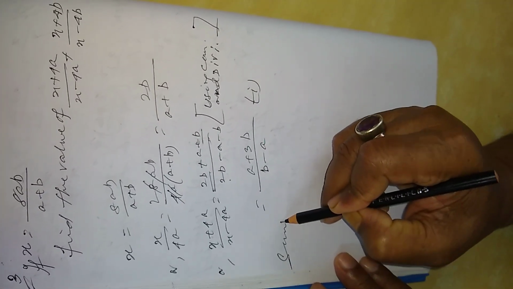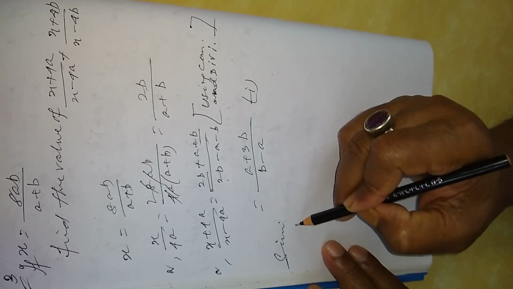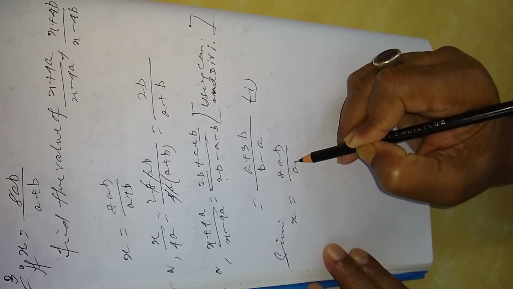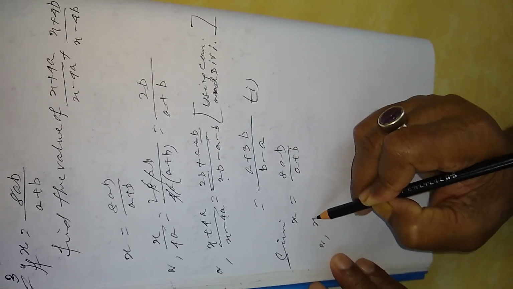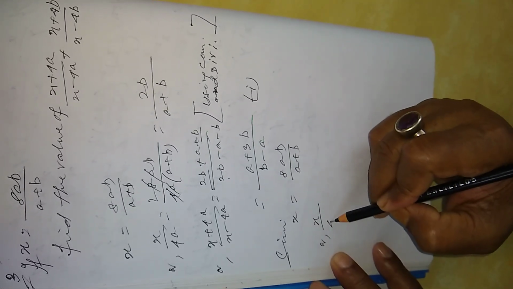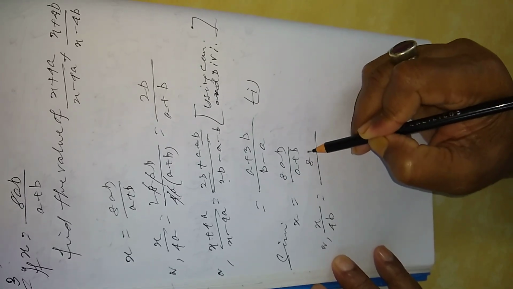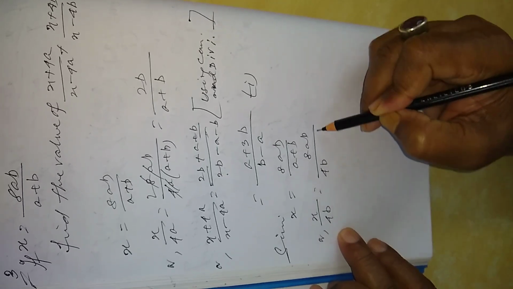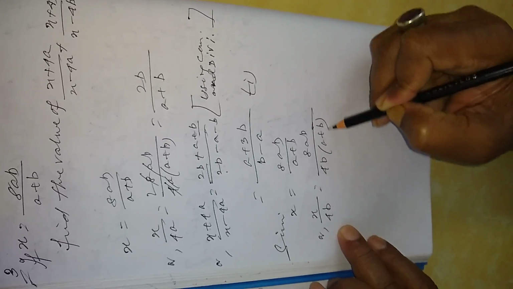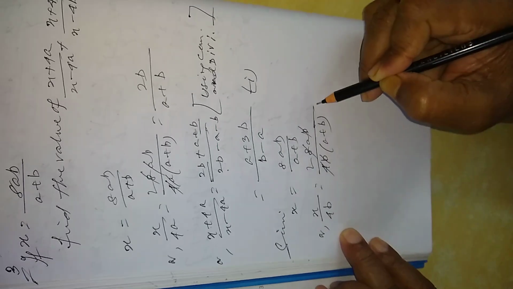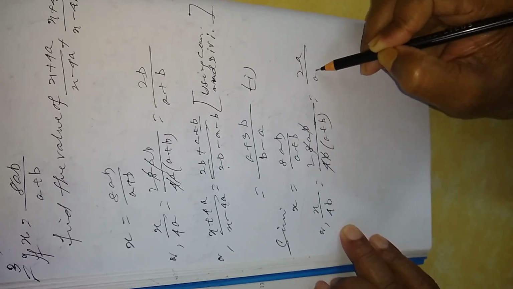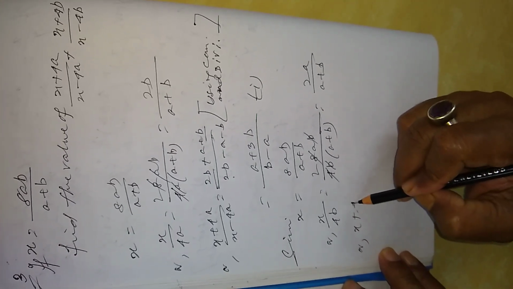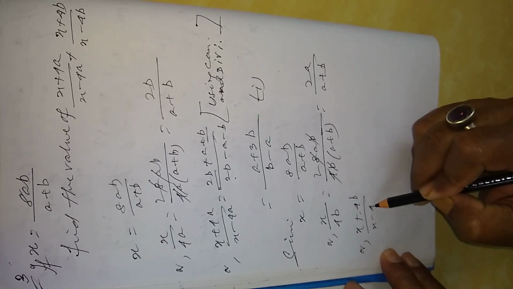Similarly, x is equal to 8ab by a plus b, x by 4b, dividing 4b in left hand side, also in right hand side. 4 into 2 is 8, b b cancel, that is 2a by a plus b. Again using componendo and dividendo, x plus 4b divided by x minus 4b.